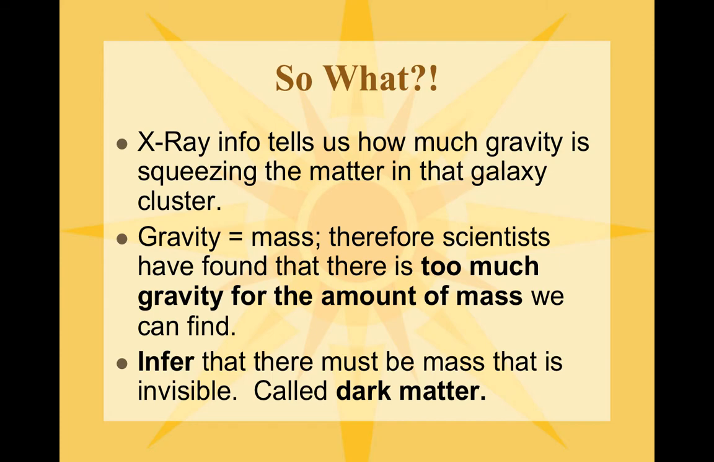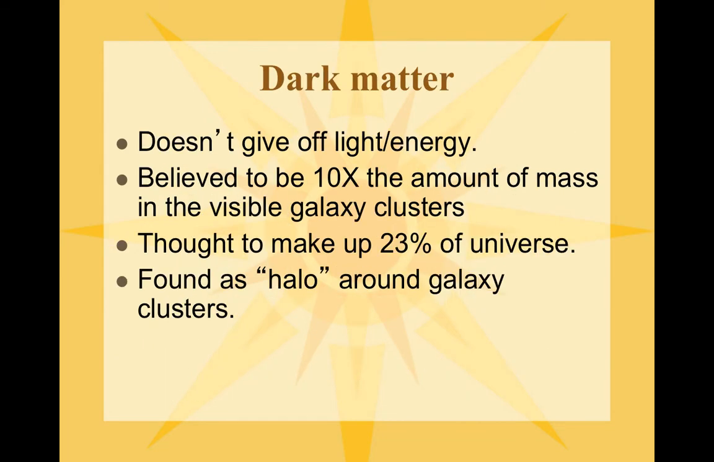And if gravity is caused by mass, then there's mass that we can't see, which, you know, makes your brain throw a little bit of a temper tantrum. Well, so we call that dark matter, just because there's too much gravity for the amount of mass that we can see and understand. Well, dark matter then doesn't give off light, visible light or energy like that, and we can only infer that it's there by the X-rays.